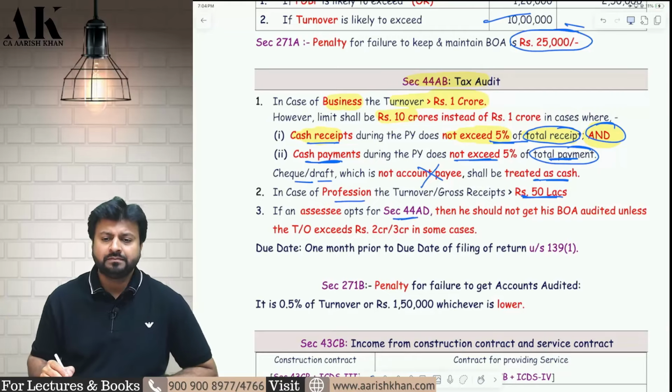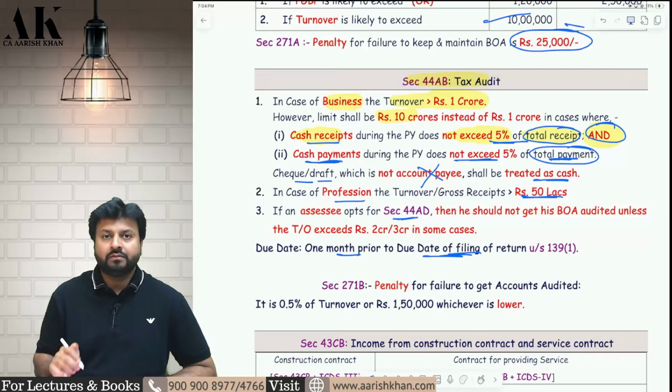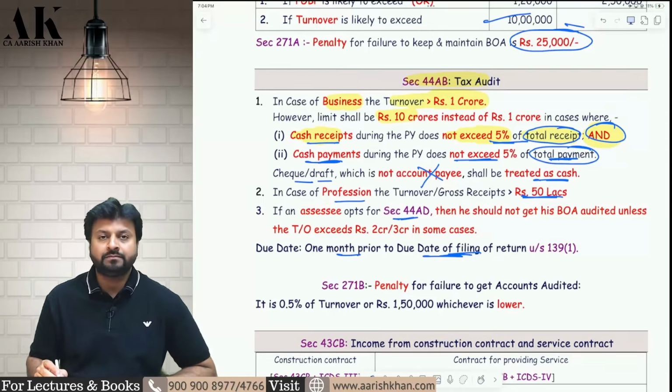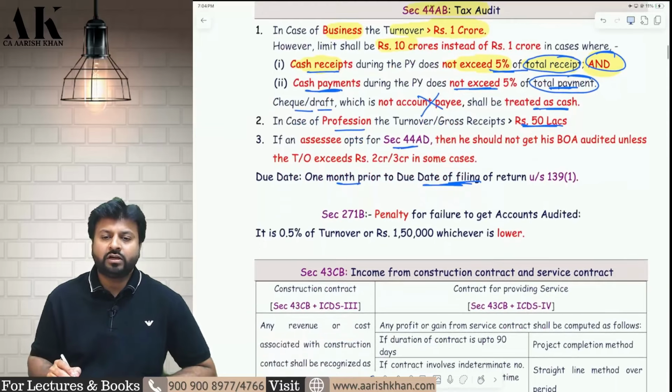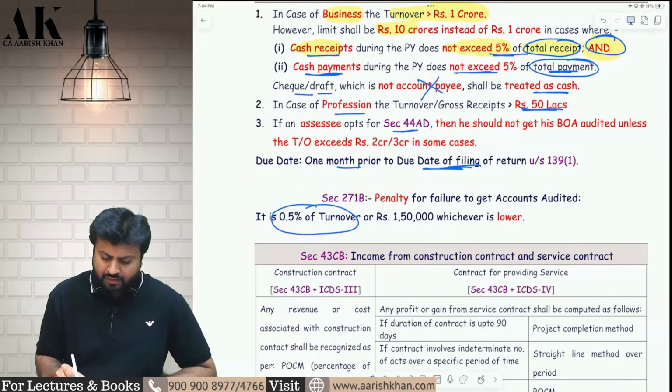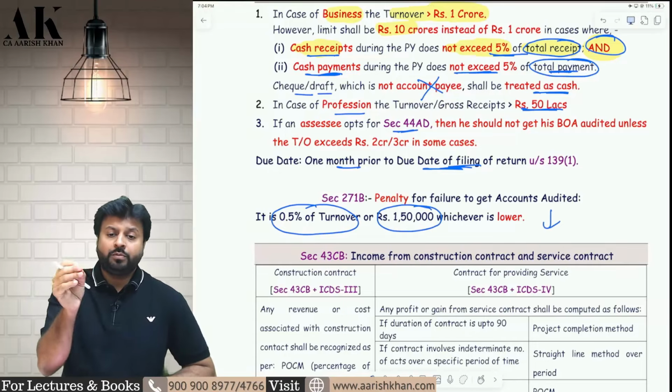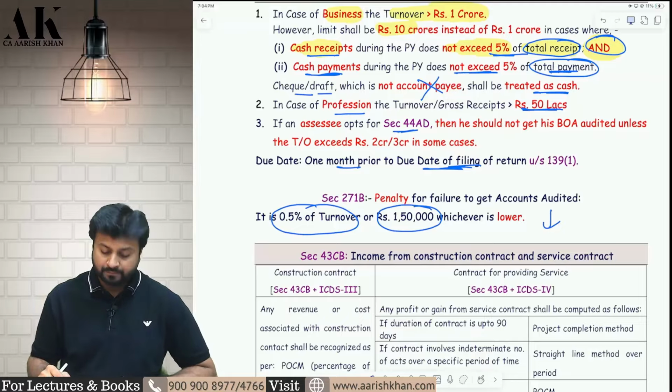Don't worry about it. Now, what is the due date for filing the tax audit report? It is 1 month prior to the due date of filing of return. Whatever your due date of filing of return is, 1 month before that you have to file the tax audit report. What is the penalty for not filing the tax audit report? The penalty is 0.5% of the turnover or 1,50,000, whichever is lower. Whichever is lower, it is not whichever is higher. I hope it is clear.